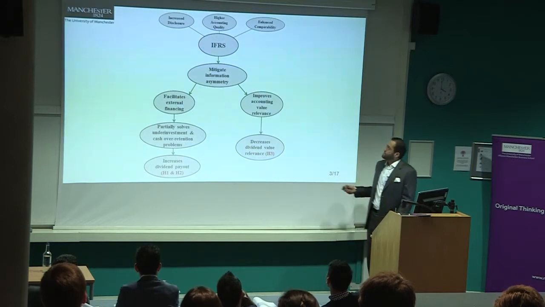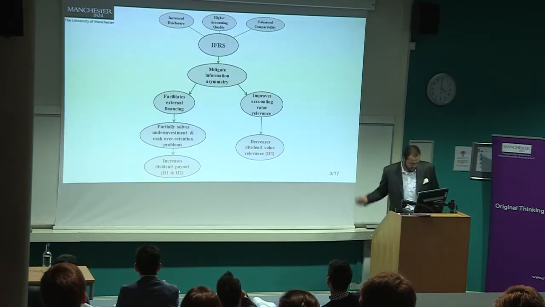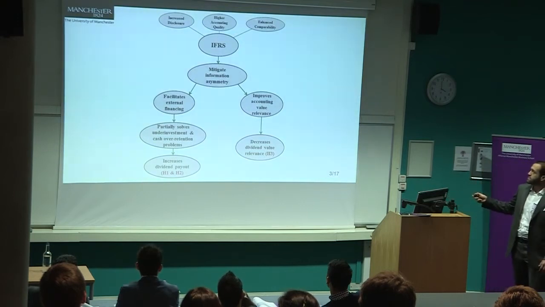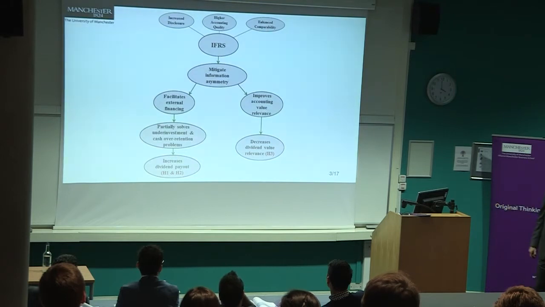This diagram demonstrates the whole paper. So we have IFRS with all of its attributes: increased disclosure, higher accounting quality, and enhanced comparability of accounting figures. These were found to mitigate information asymmetry, and now we have 2 parallel paths as a result of this mitigation.